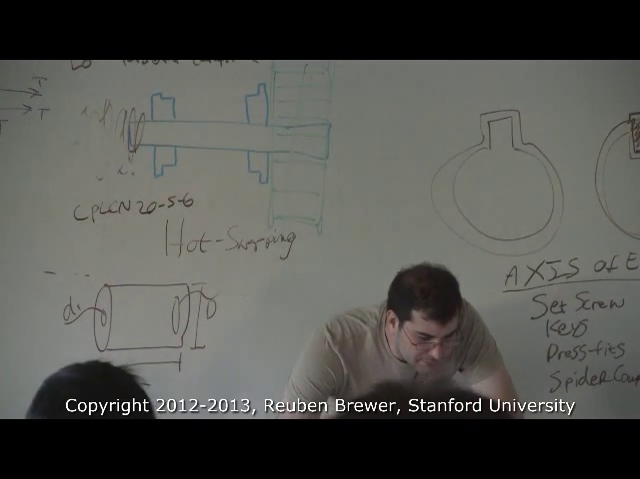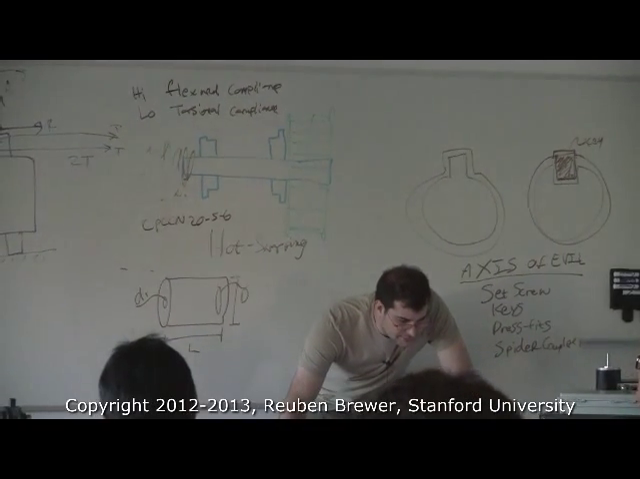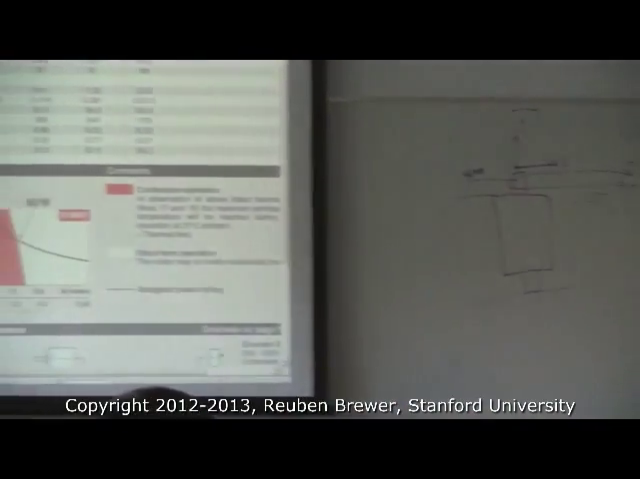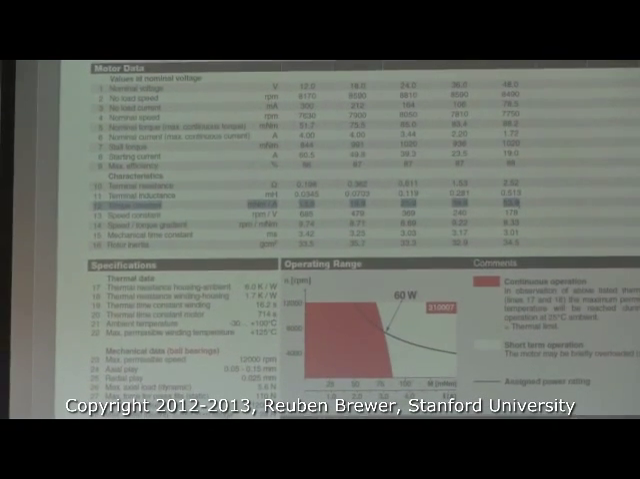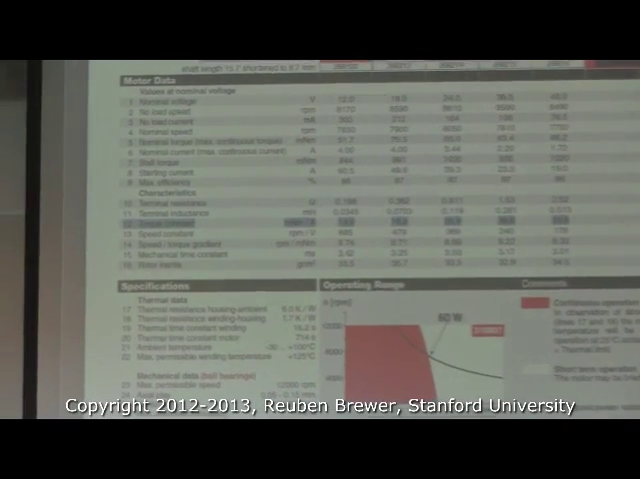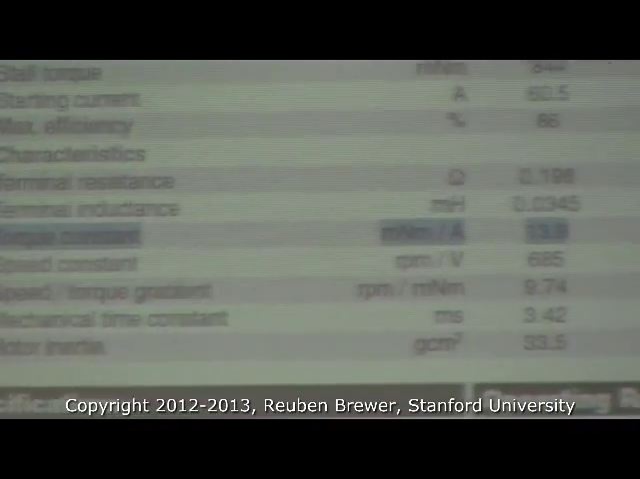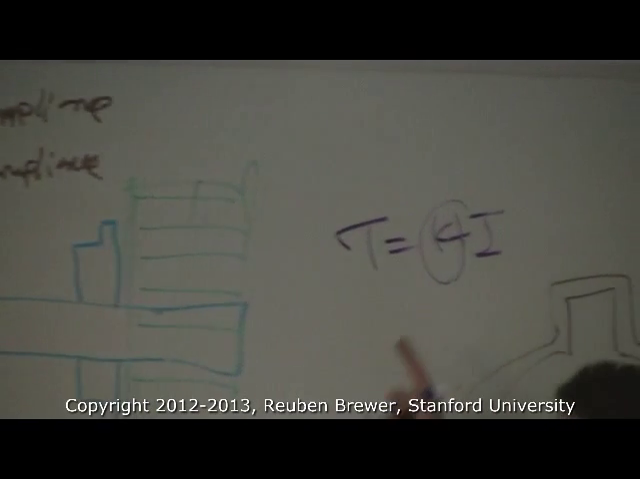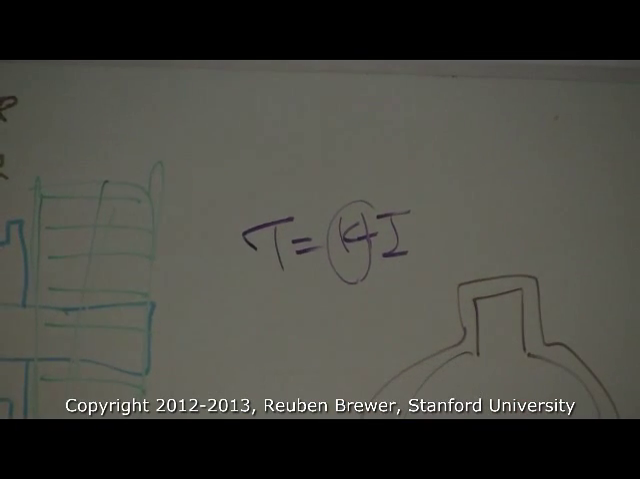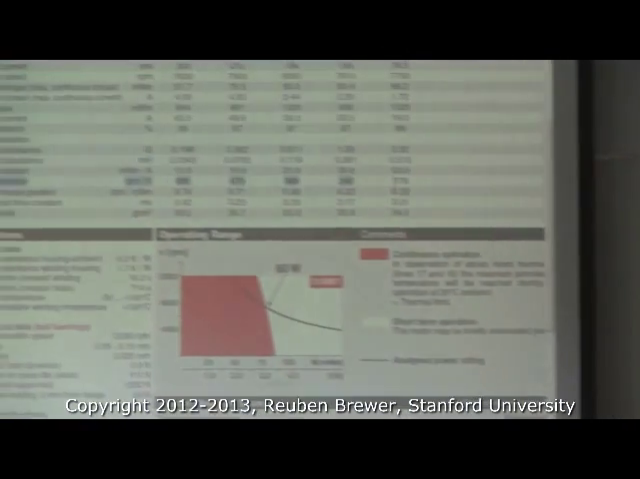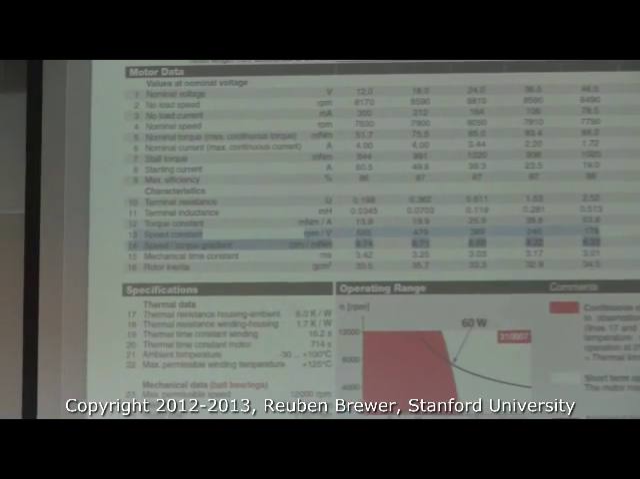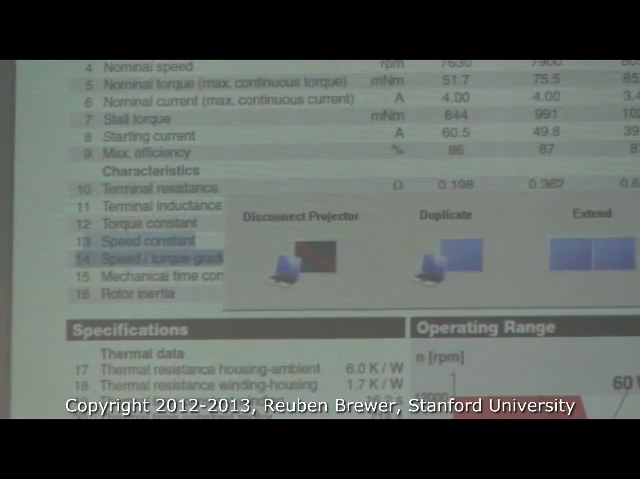Okay, let's look at this. Remember that pesky torque constant? Number 12, millinewtons per amp. It's not written up here anymore. Tau is K_T times I. That's K_T. It takes amps and converts to torque. And then the speed constant is below it, RPM per volt. Okay, any questions about that?